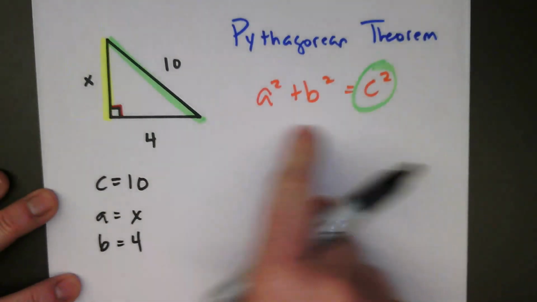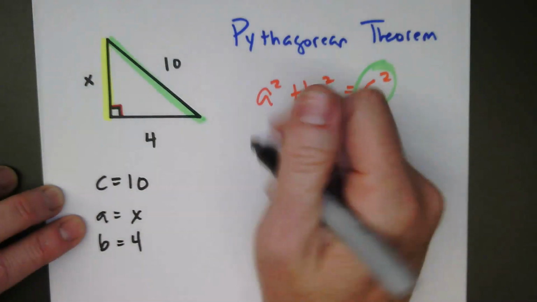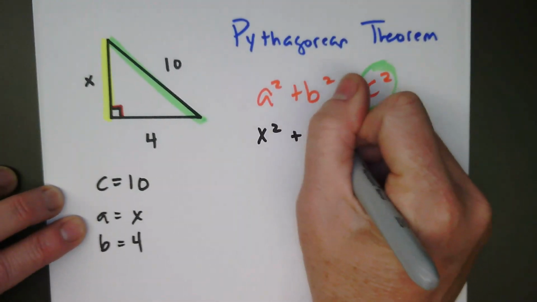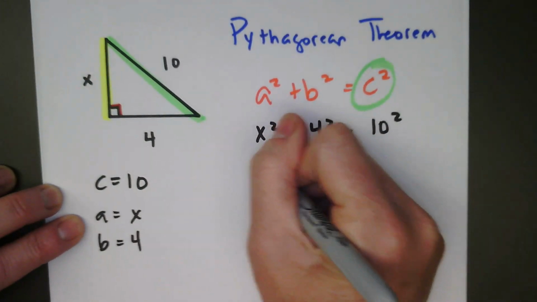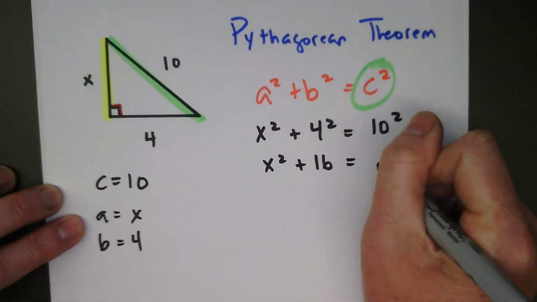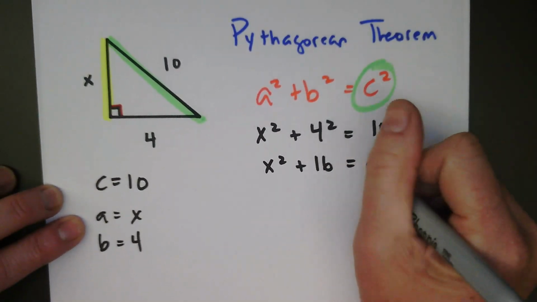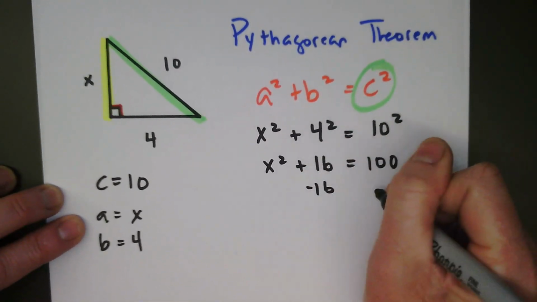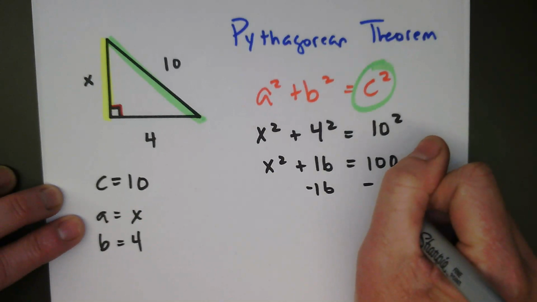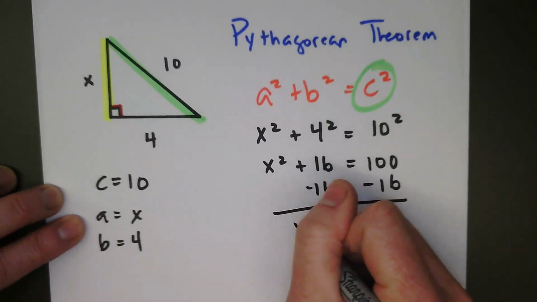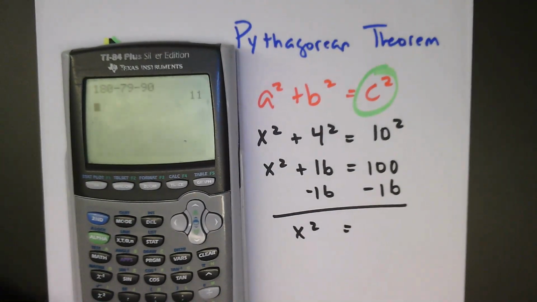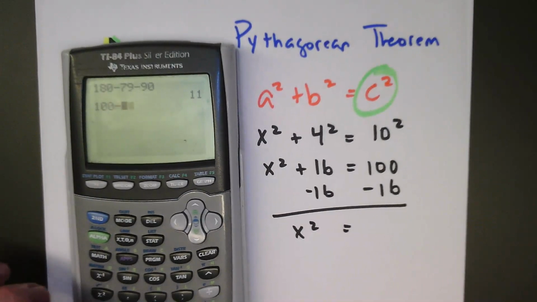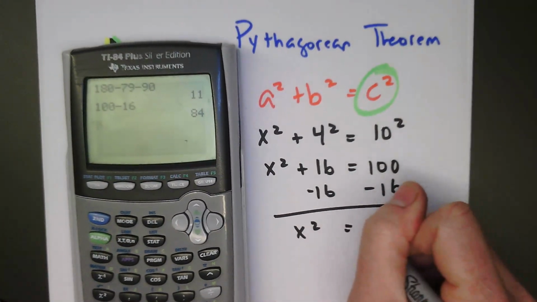So from there, we're just going to put the values where they go into the theorem. x squared plus 4 squared equals 10 squared. And it's algebra from here, right? 4 squared is 16. 10 squared is 100. Subtract 16 from both sides. Keep my equal sign there in the middle. You can do that math if you'd like, or you can subtract in the calculator, but we're going to get 84.